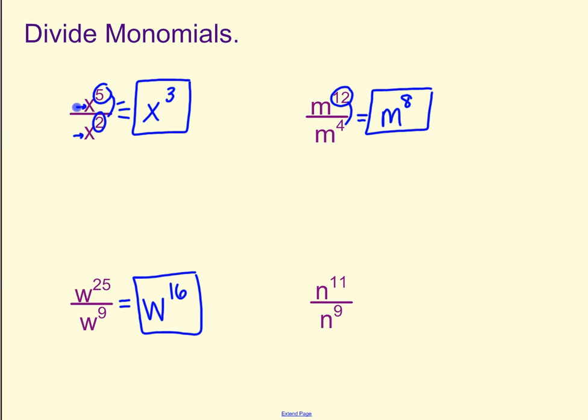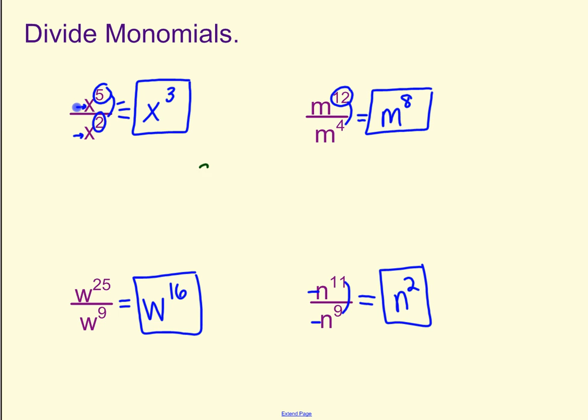Over here we are dividing some bases of n. N divided by n, you keep your base of n, subtract: 11 minus 9 is 2, so we get n squared. I don't have any examples up here with numbers, but the same is true for numbers.